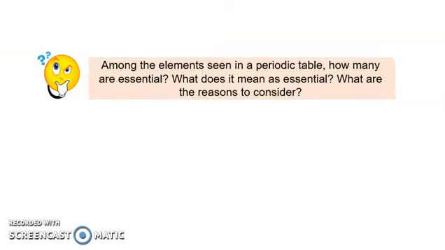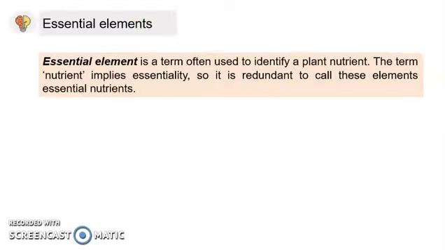Among the elements seen in the periodic table, in which I am very much sure that you are familiar with, the periodic table contains many elements. But how many are essential? What does it mean when we say essential? And what are the reasons to consider for the element to become essential? As we go along with the discussion, you will learn the answers to these questions seen on the screen.